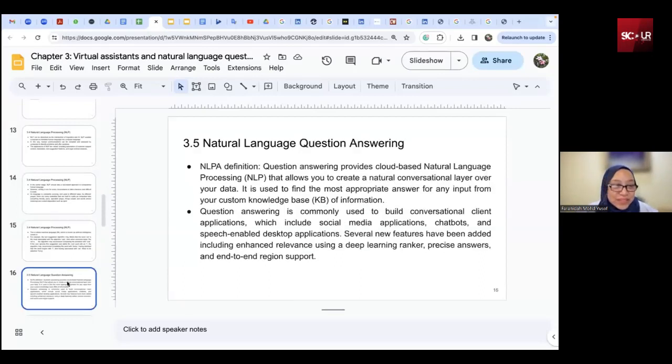Okay, so this is NLQA, natural language question answering. So it provides you answers lah. Question answering provides you cloud-based natural language processing that allows you to create a natural conversation with the computer or the system. It is most for any input from your custom knowledge base of information. Question answering is commonly used to build conversational client applications. Macam you kata chatbot lah kan.